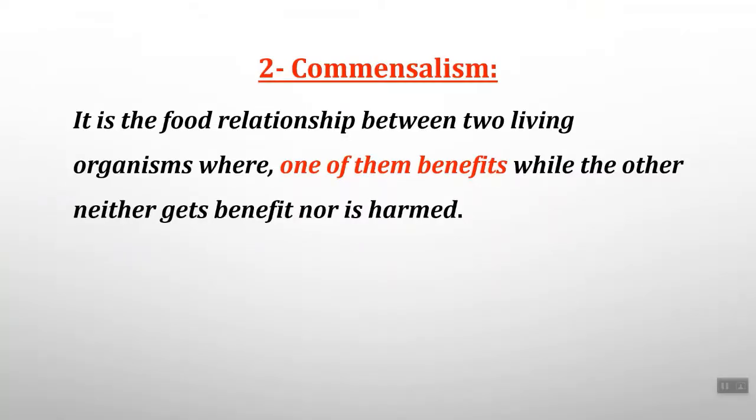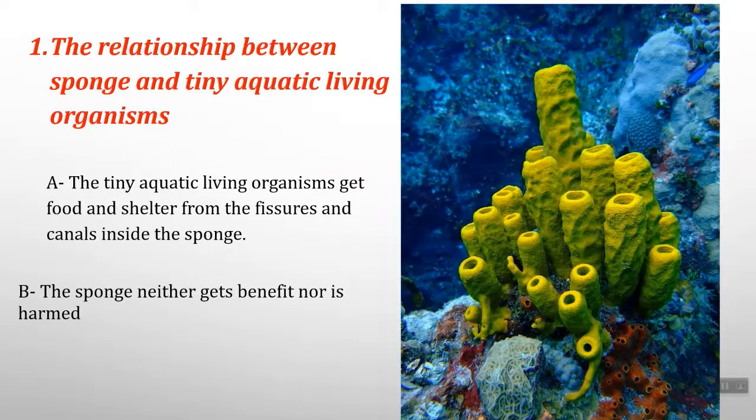We have the second one in the symbiosis, the commensalism. The commensalism is the food relationship between two living organisms. One of them gets benefit, while the other one neither gets benefit nor is harmed. So one of the living organisms gets benefit, but the other one neither gets benefit nor is harmed.